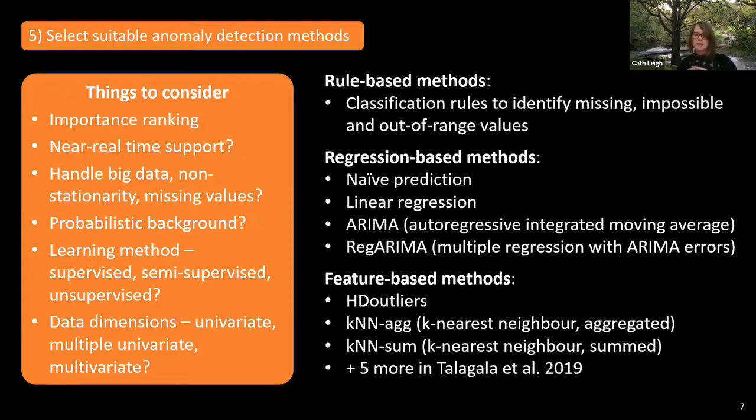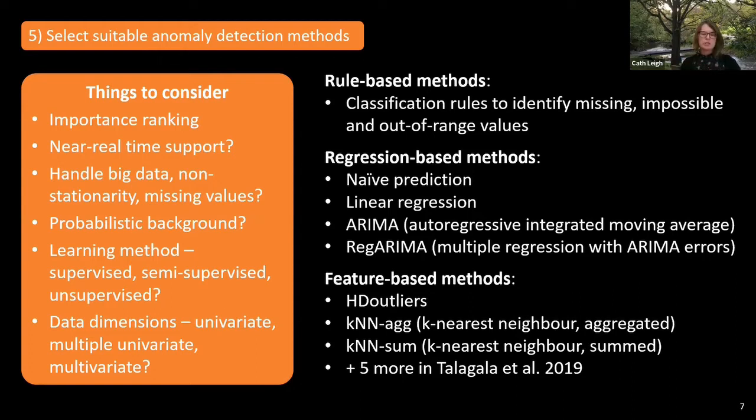And for this case study, we've tested 3 different methods. So we looked at rule-based methods, regression-based methods, and feature-based methods. Rule-based methods, anyone can implement these. They're very simple for things that can be hard-coded as to whether it's an anomaly or not without any probabilistic background. So something like identifying gaps in the data or impossible values, you can just hard code for them.